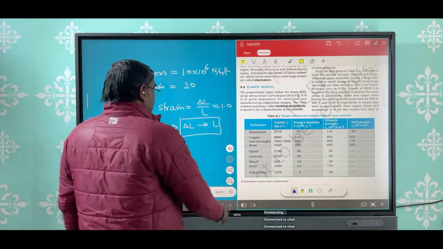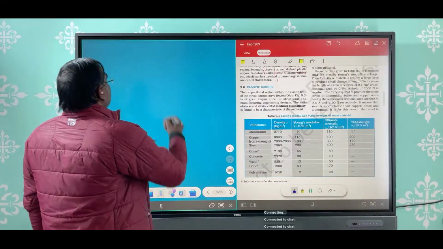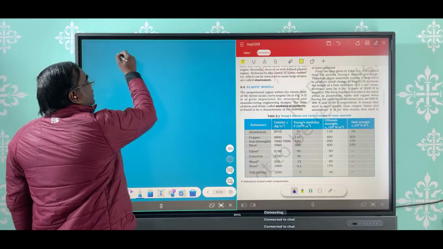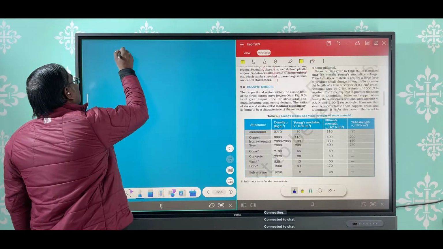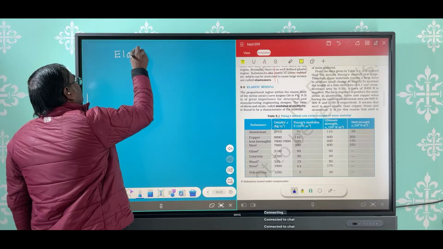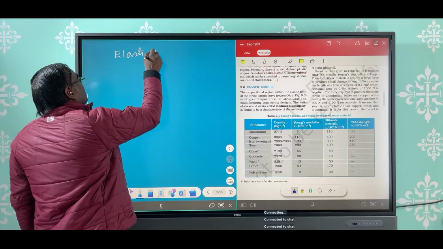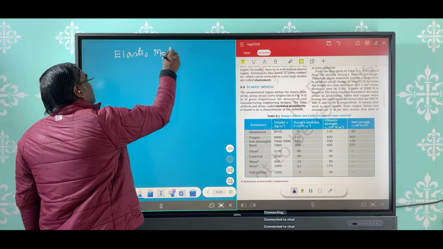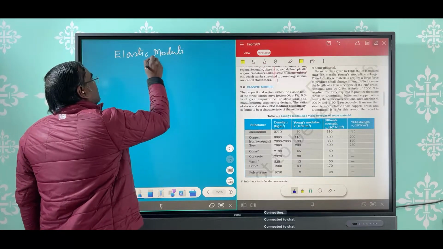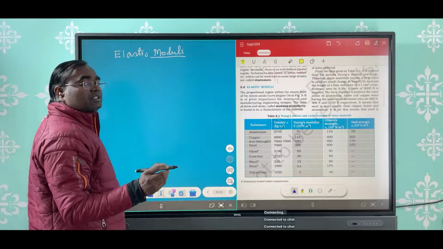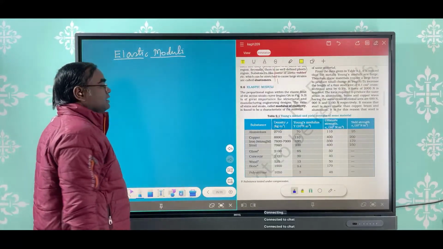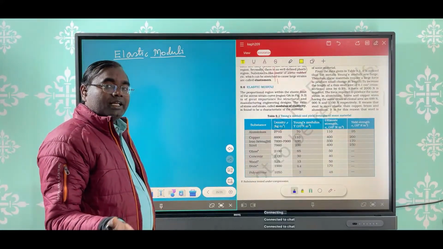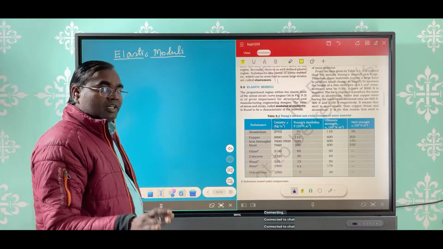Now we will move further and define the modulus. Modulus of elasticity, and elastic moduli is the same thing. Elastic moduli means plural of modulus. So for the modulus of elasticity, there are three types of moduli.